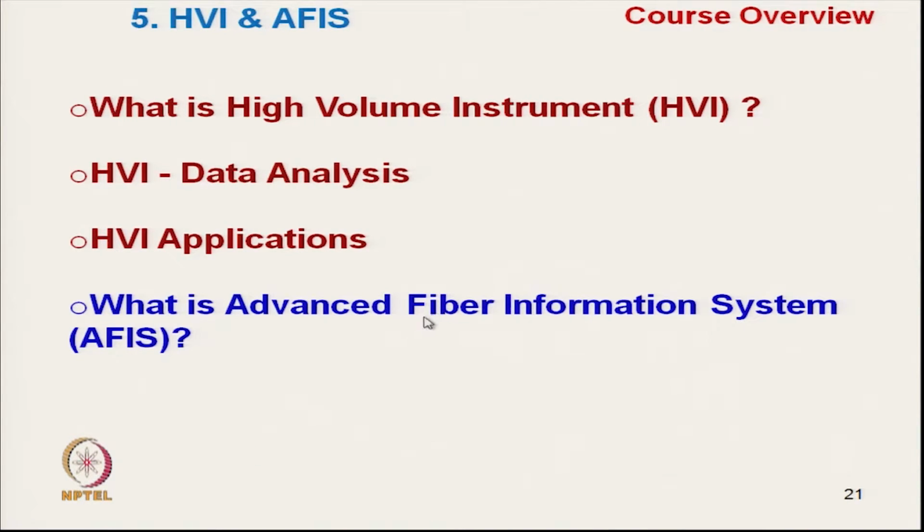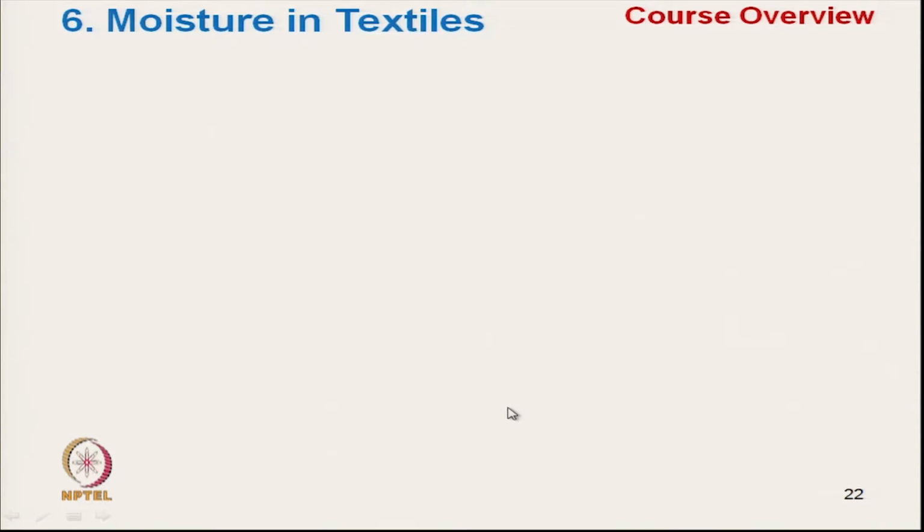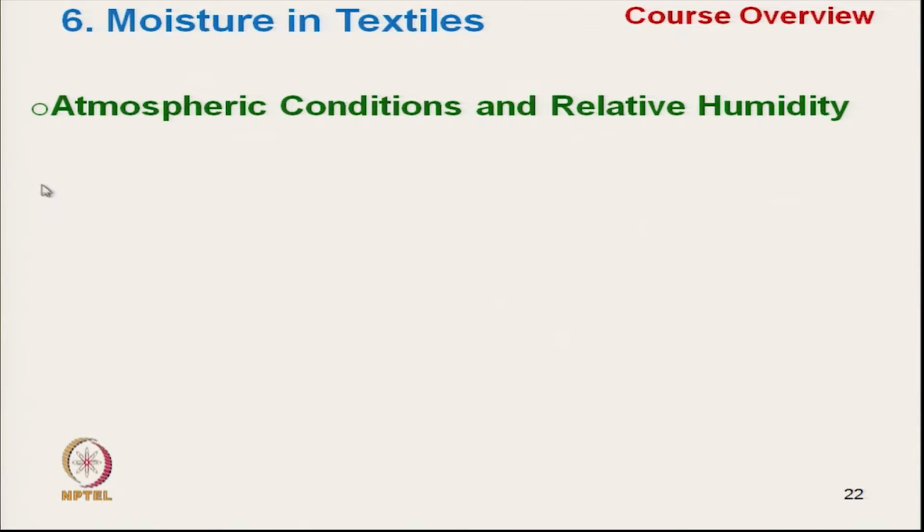Then another set of methods is called the advanced fiber information system, AFIS, where again we will see the AFIS data analysis and the application of AFIS. After that, in the sixth segment, we will discuss moisture in textiles. Okay. So, first we will discuss the atmospheric condition and relative humidity.